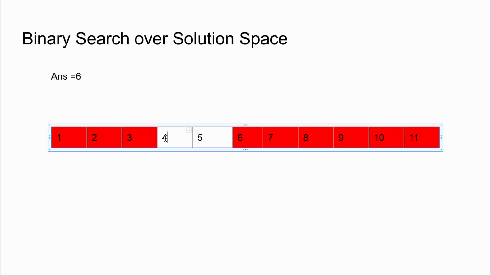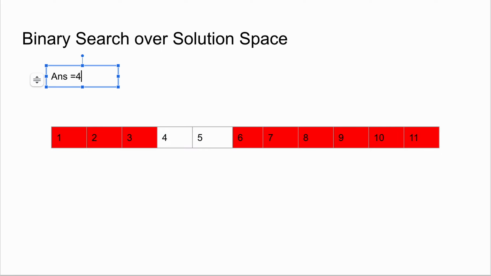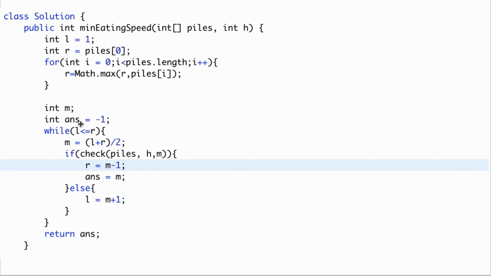If it is possible with 4, we can safely eliminate 5. Yes, it is possible with 4, we can eliminate 5, and finally our answer will be 4, and we will return the answer. So this is our final function.